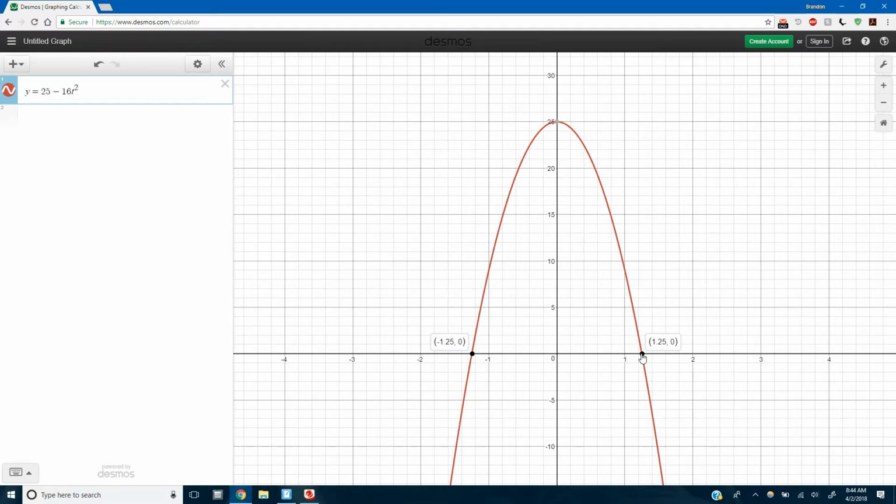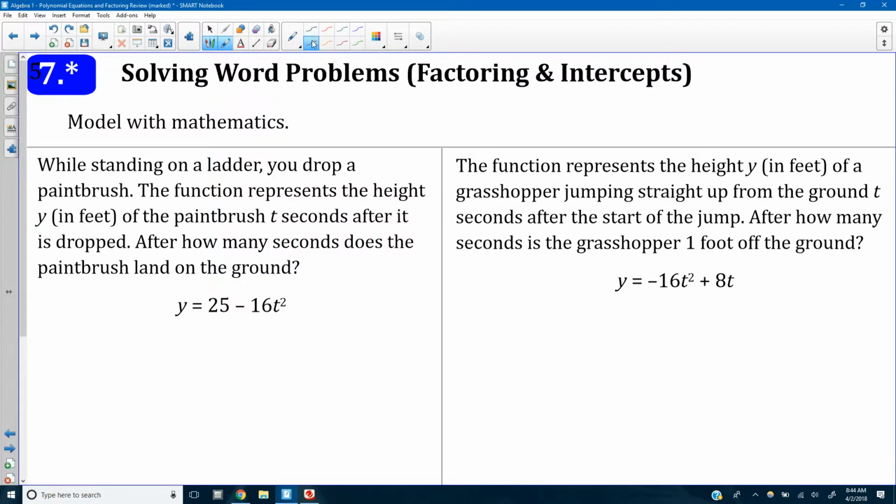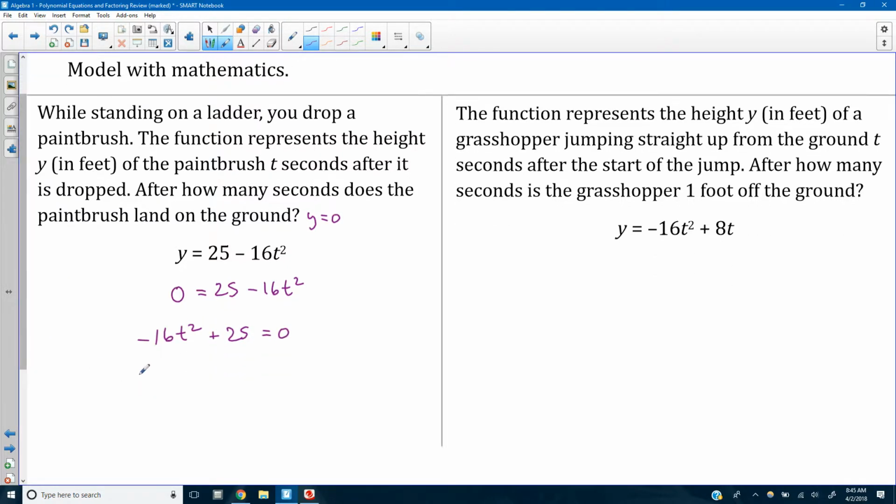So when we're at 0 feet, that's what we're looking for. What they're asking you to do is substitute 0 for y on the ground. That's y equals 0. So substitute 0 for y and solve for t. I'm going to rewrite this as negative 16t squared plus 25 equals 0. I'm going to factor that negative 1 out just so we're not bothered with that. So we'll have 16t squared minus 25 equals 0.